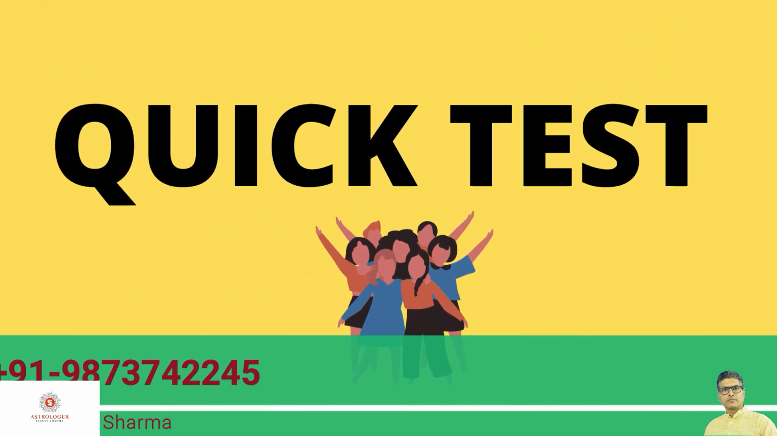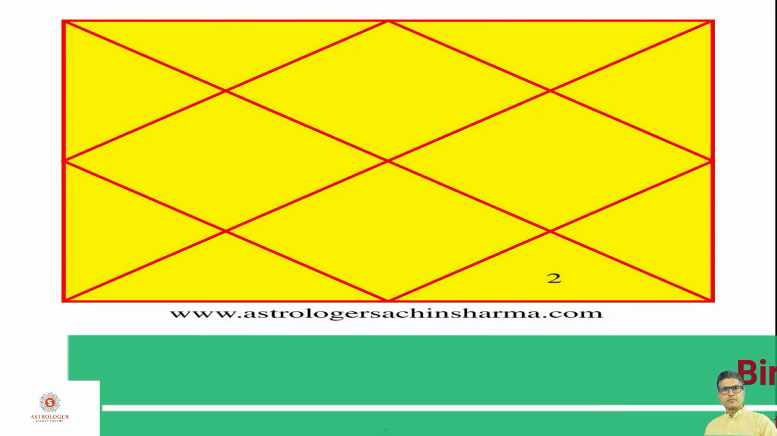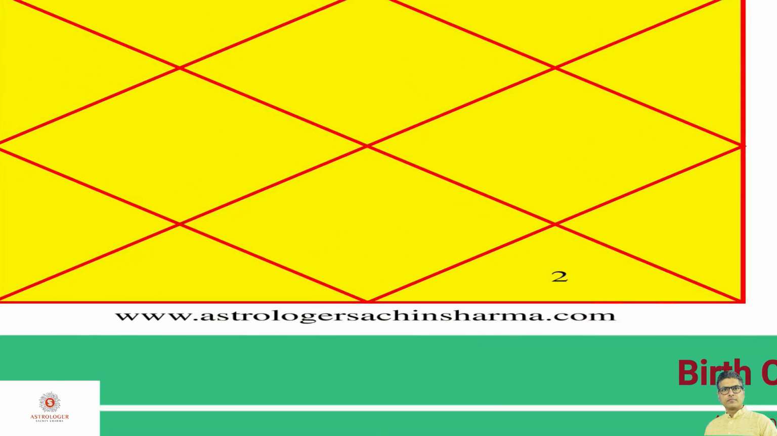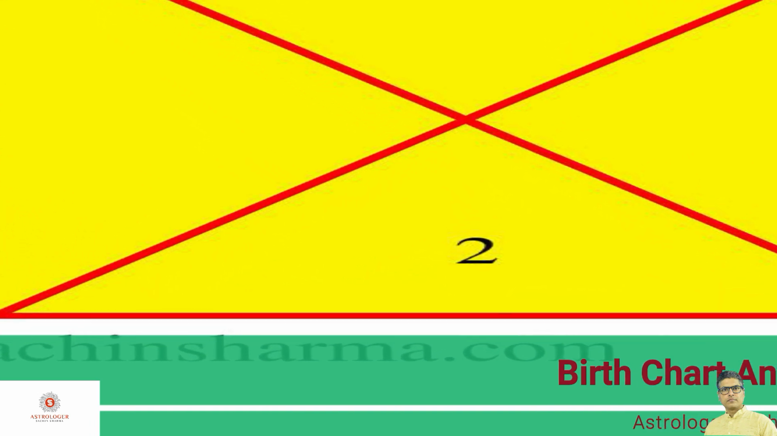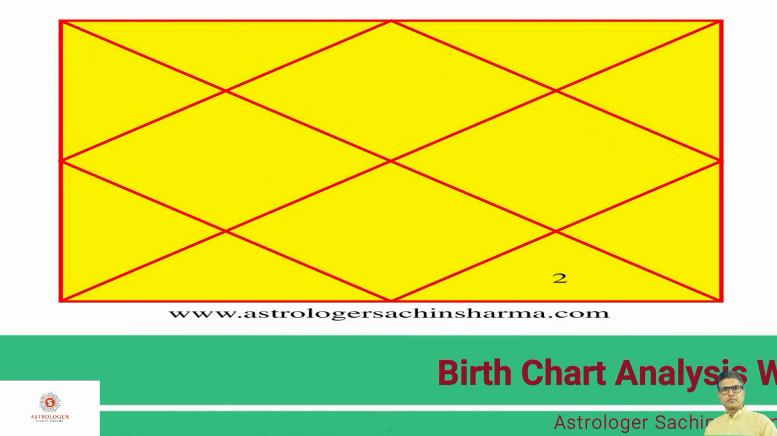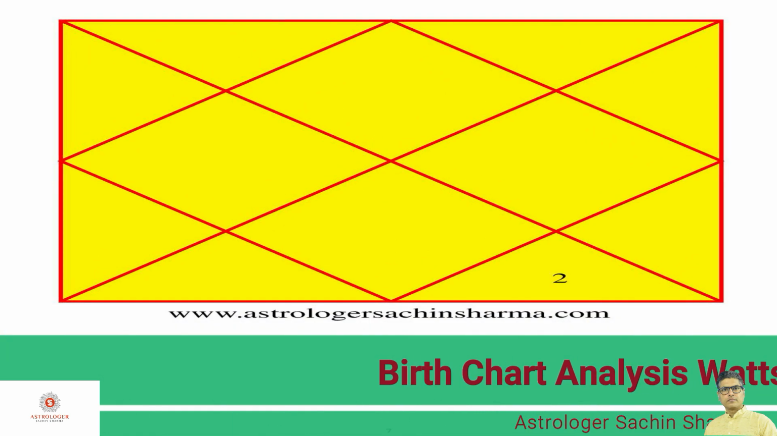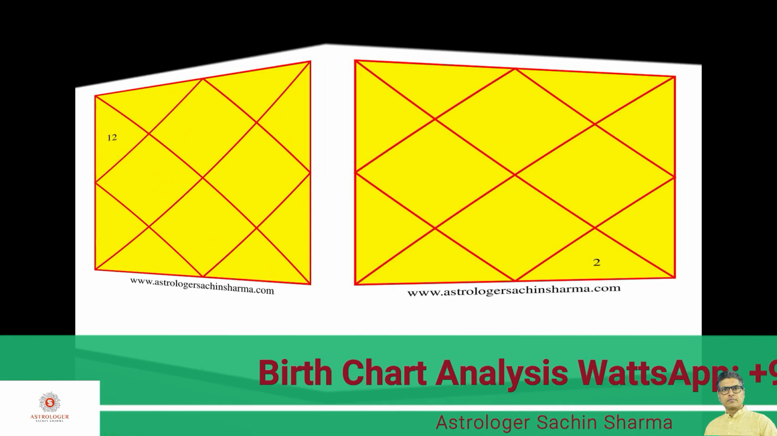So let's do a quick test on what we have learned just now. You have to give the answer by pausing the video. Here in this birth chart, number 2 is written in the 8th house. So you have to tell me the Lord of the 8th house. Here number 2 is written, so therefore Venus is the Lord of the 8th house. Very simple. Let's do another question.